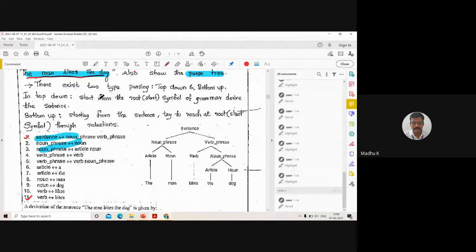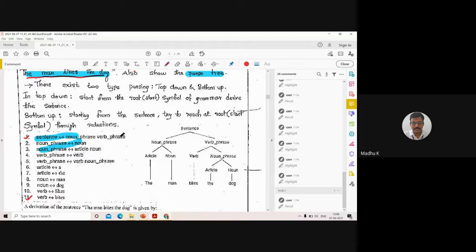What we will do? We will start from the string and try to reach the root. Anyway, here we are focusing on one method only. You can apply any method, you will get the same syntax tree. If you apply the top-down approach or bottom-up approach, you will get the same syntax tree.